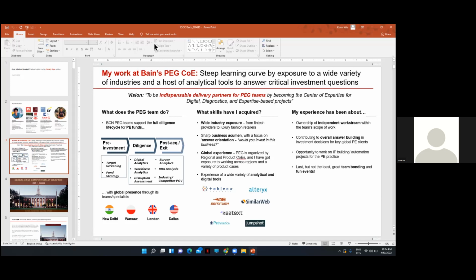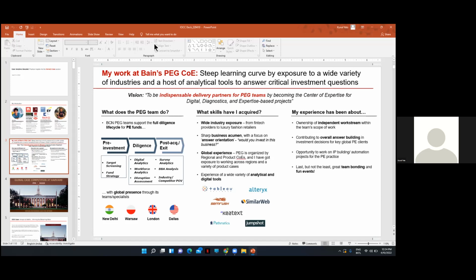Then you have diligences. In diligences, you could have something like digital analytics, where you try to understand the company's current website traffic, how many people visit the website, and how popular it is, and understand those kinds of metrics of the website. And workforce analytics would be something to do with understanding your company and its competitors' workforce metrics like attrition, employee growth, where employees come from, and understanding other metrics related to that.